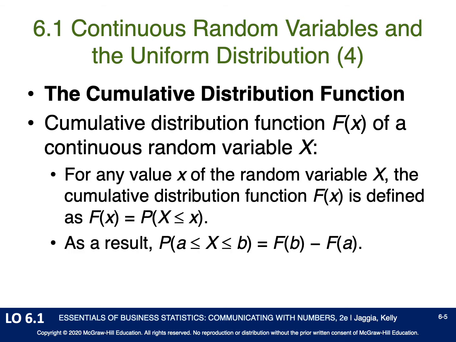So the cumulative distribution function is what we use, again, for a continuous random variable. We'll say that the function is equal to the probability that our random variable is less than or equal to a certain value. So we can say the probability that a variable is greater than or equal to A and less than or equal to B, remember those are lower and upper limits, is the function of B minus the function of A.